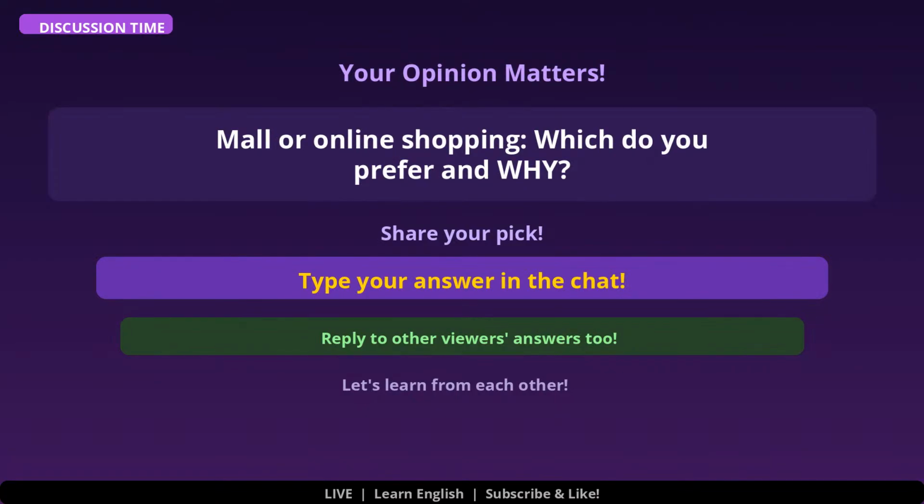We want your opinion. Mall or online shopping, which do you prefer and why? Share your pick. Reply to other viewers in the chat too.